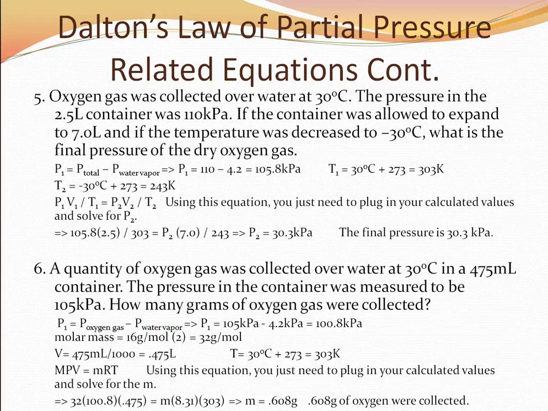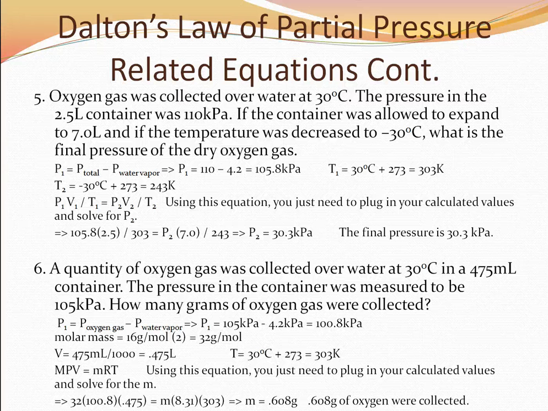Well, the same thing as before, you have to find the pressure of the dry gas. So P total, the pressure of the total, minus the pressure of the water vapor is 110 minus 4.2, because 4.2 kilopascals correlates to 30 degrees Celsius from the table, and that equals 105.8 kilopascals. The temperature is 30 degrees Celsius plus 273, which equals 303 Kelvin, and temperature 2 equals negative 30 degrees Celsius plus 273, which equals 243 Kelvin.